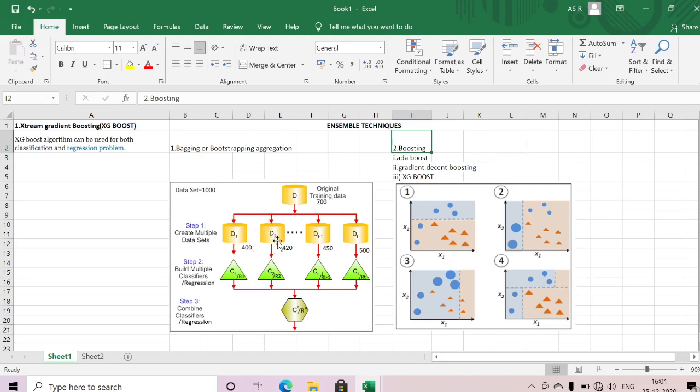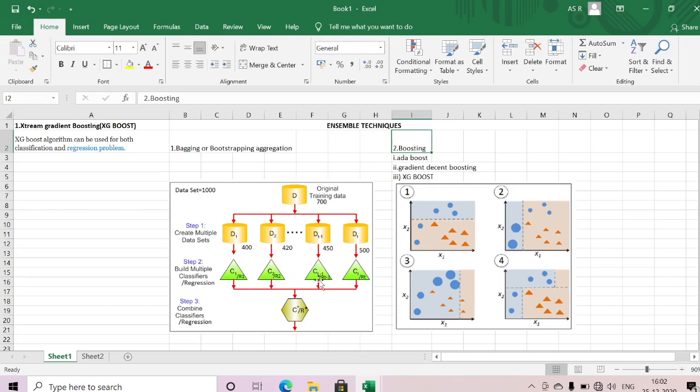In a similar way, we have taken a random 420 records from this original training data, and we call it data set 2. Similarly, data set t minus 1, data set t. Once we have all the data sets, then we need to build our model, either a classifier or a regressor. For example, if my target data is categorical or binary, then we need to use a classifier. If my target data is continuous, then we need to use a regressor. Based on our data, we need to build our model, either a classifier or a regressor.